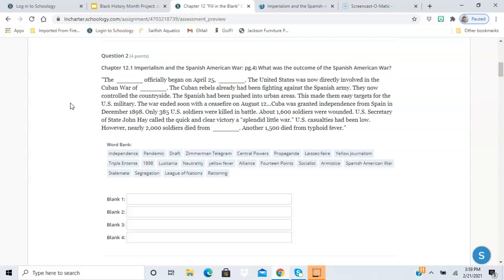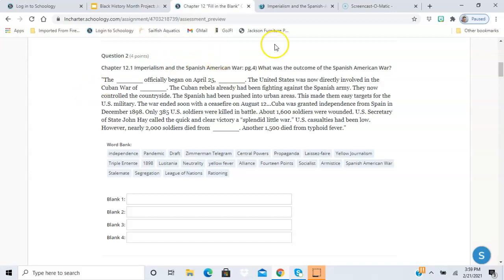Cuba was granted independence from Spain in December 1898. Only 385 U.S. soldiers were killed in battle. About 1,600 soldiers were wounded. U.S. Secretary of State John Hay called the quick and clear victory a splendid little war. U.S. casualties had been low. However, nearly 2,000 soldiers died from blank. Another 1,500 died from typhoid fever.